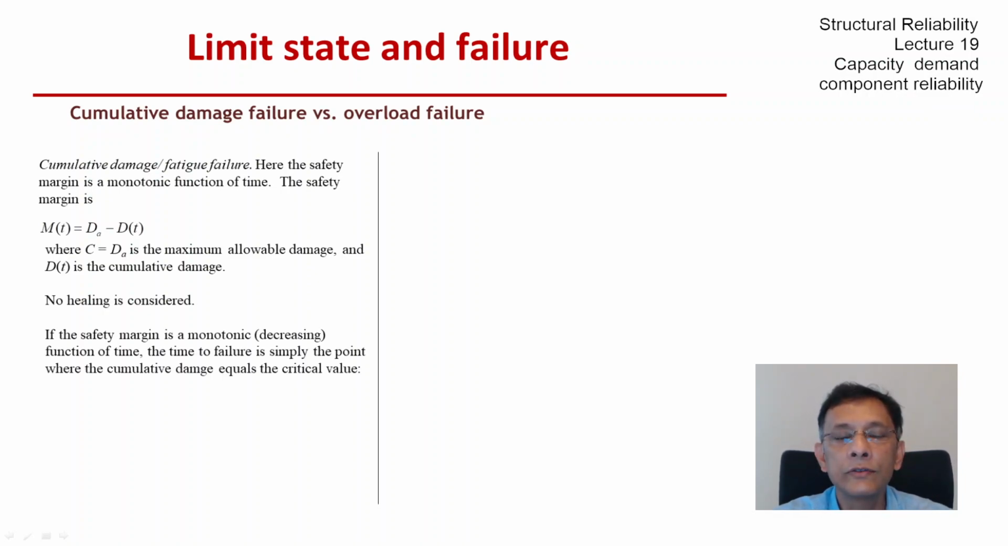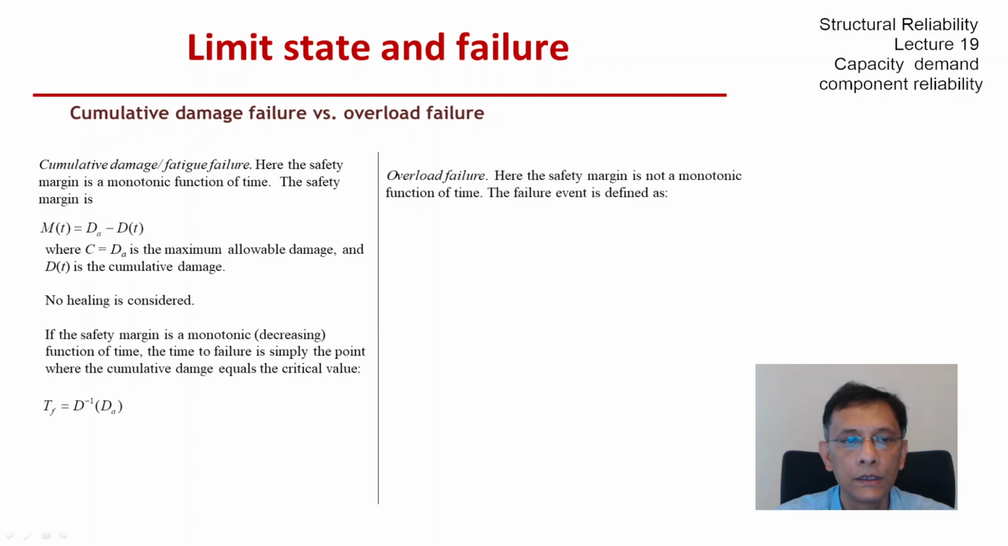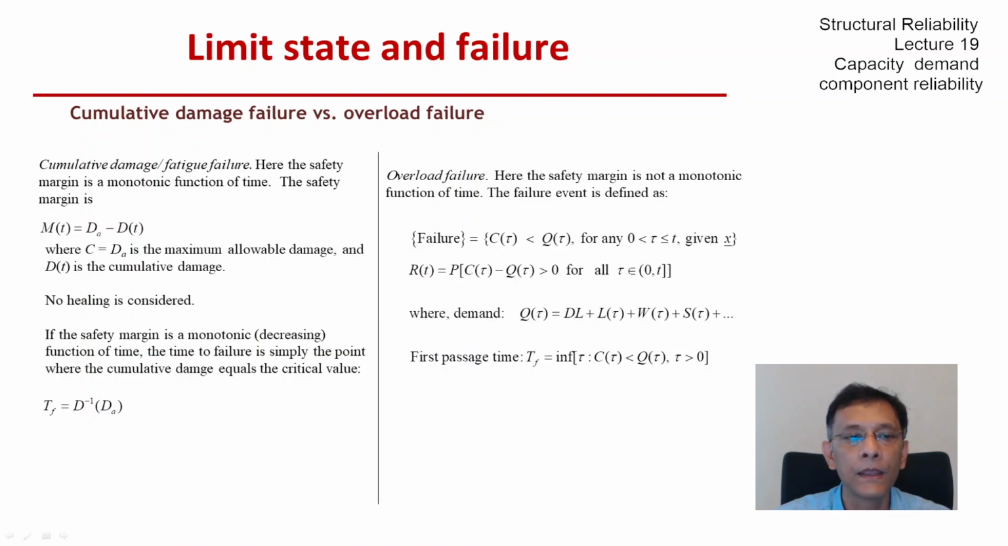Then it's easy to find out the time to failure, and that would be the time that this accumulated damage exceeds that critical value. If it's not monotonic, then the first time that this happens would be of interest for us. In the overload type failure, the safety margin doesn't have to be a monotonic function of time.